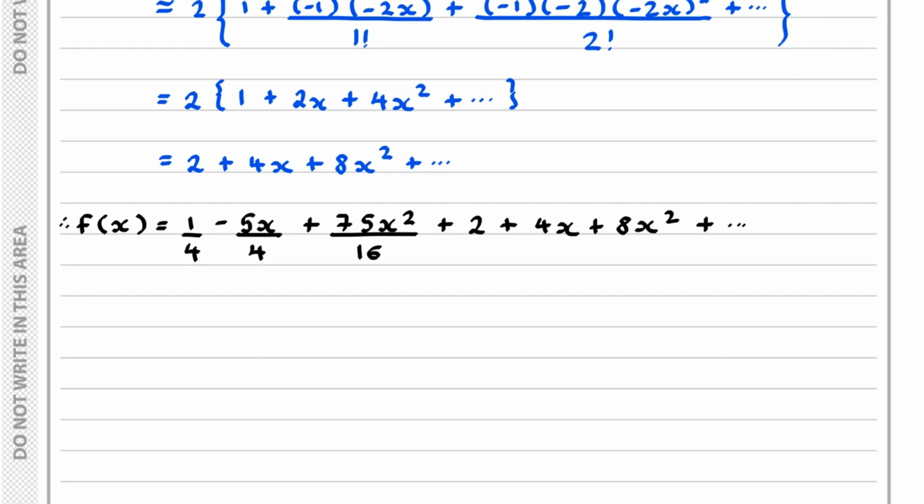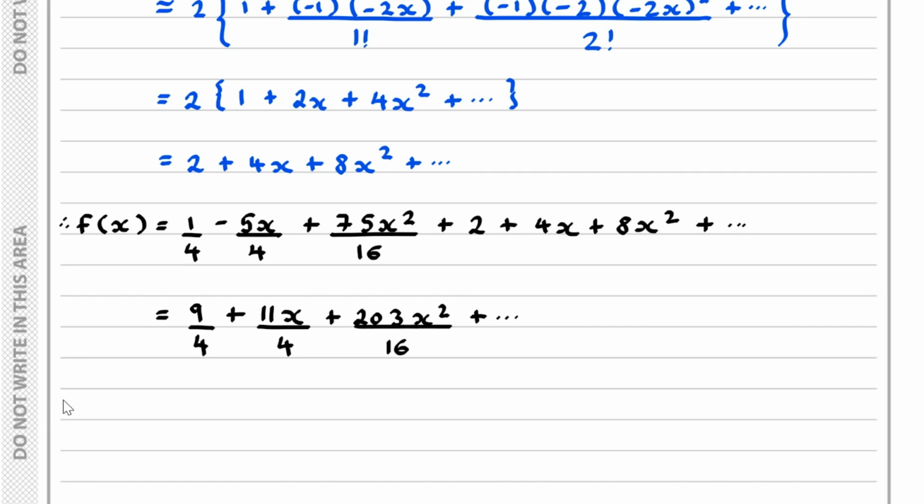So now if we tidy all of this up, we have a quarter plus 2, which is 9 over 4. In terms of the x's, we've got minus 5 over 4 plus 4, so that's 11 over 4. And in terms of the x squared, 75 over 16 plus 8 is 203 over 16. And then we've got other terms as well with it.